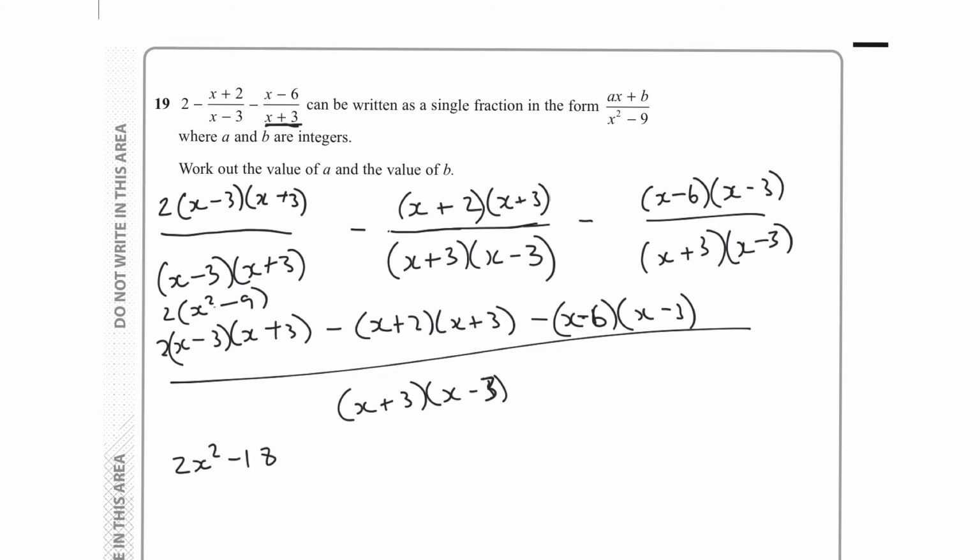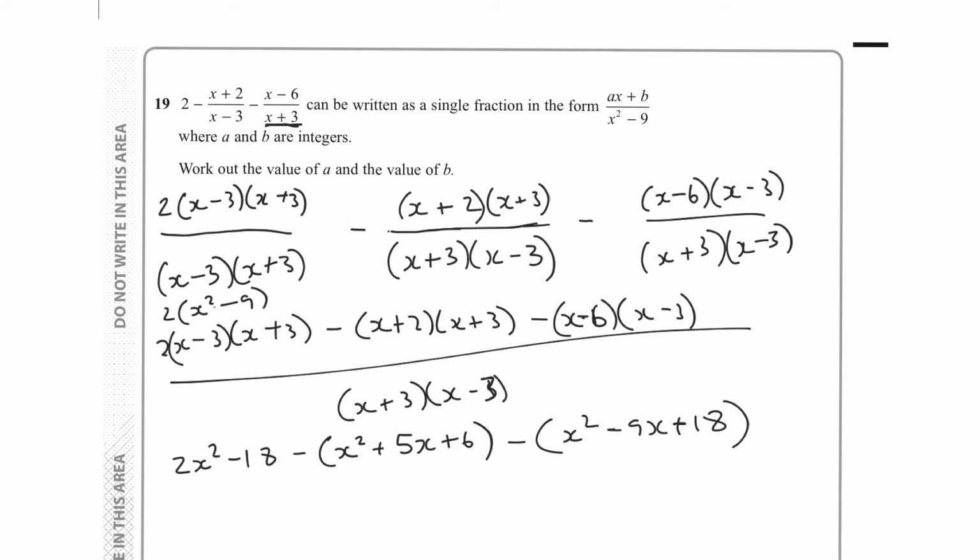And then if we have a look at the second set of brackets and expand that, it would be minus x squared plus 2x plus 3x plus 6. But the plus 2x and 3x add together to make 5x, so that would be plus 5x plus 6. And then the third one would be minus x squared minus 6x minus 3x plus 18. Minus 6x minus 3x leaves you with minus 9x, so it will be x squared minus 9x plus 18. Okay, so now we've got all of this.